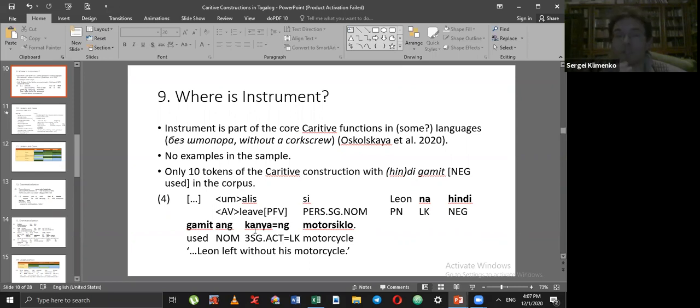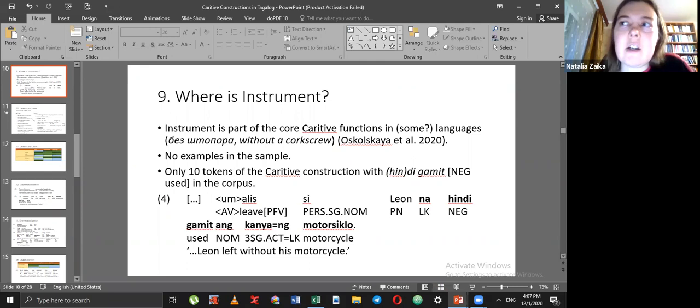So if there are only 10 sentences with hindi gamit in the corpus, and only one of them is used to denote non-involvement of transportation, but 9 sentences were just typical instruments, like something to open a bottle without a corkscrew or something like that. I don't remember particular examples. And probably they are so rare because we don't need to express this meaning. Well, why would we say that we want to open a bottle of beer without a corkscrew? It's not a typical situation in our life, no.